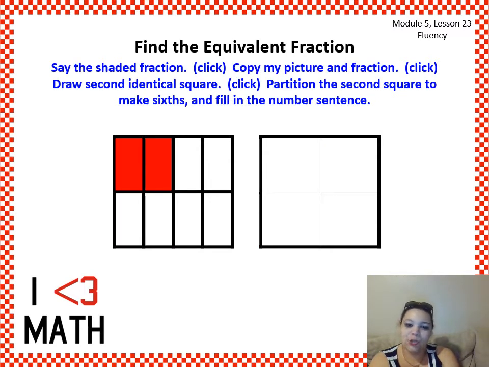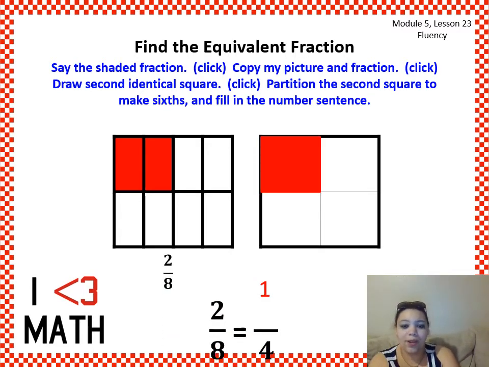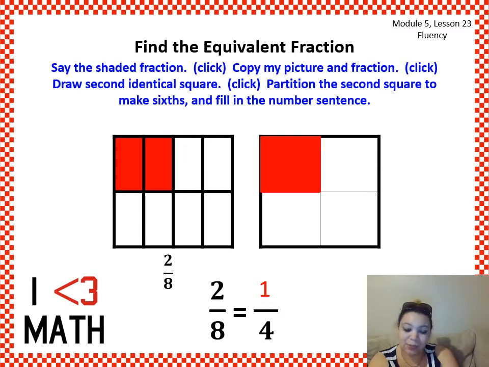All right, what fraction do you see here? 2/8. All right, so how many fourths would you need to shade in to show the same amount of space that 2/8 takes up? Exactly, just one. So it would only take 1/4 to equal 2/8, right? Because as the pieces get bigger, each one is going to use up more space. And when the pieces are smaller, you have to have more of the small parts.